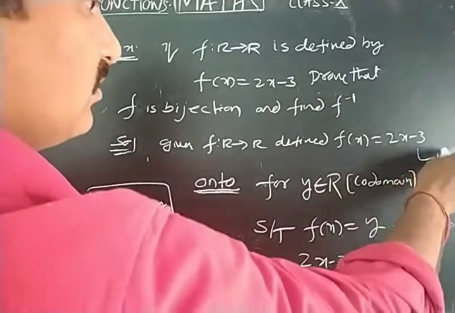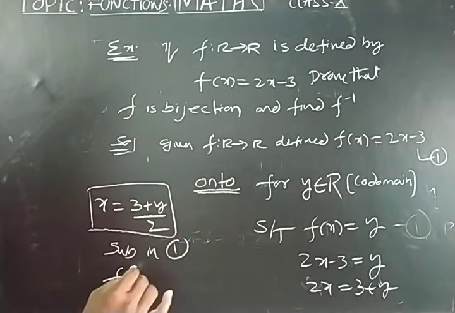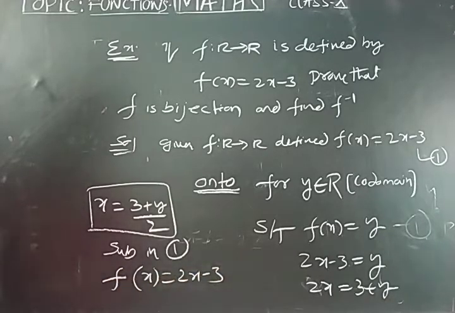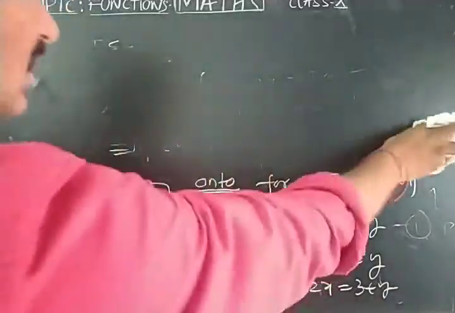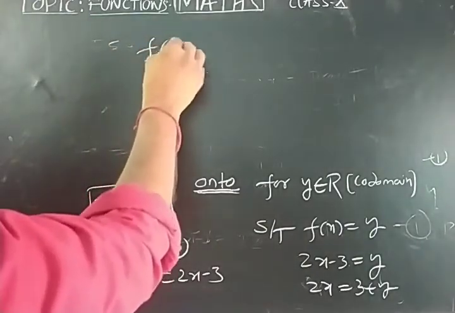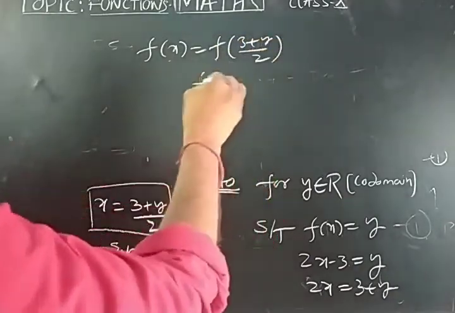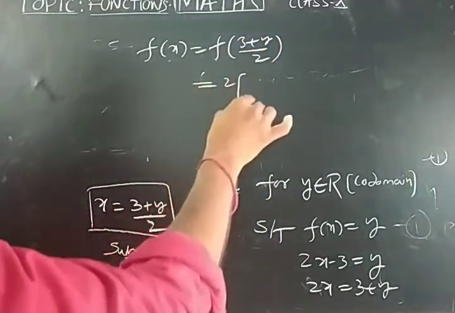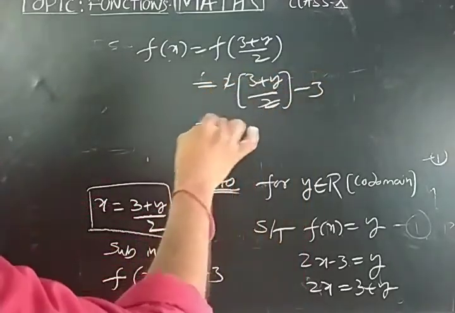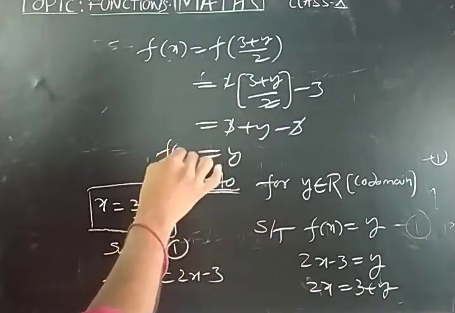Say this equation as well. Okay. Substitute in 1. F of x is equal to 2x minus 3 is the definition. Now I am substituting in that. I am going to substitute in place of x, 3 plus y by 2. So f of x is equal to f of 3 plus y by 2. Now substitute in place of x 3 plus y by 2 minus 3. 2 cancel. 3 plus y minus 3, plus 3 cancel. So we got f of x equal to y.